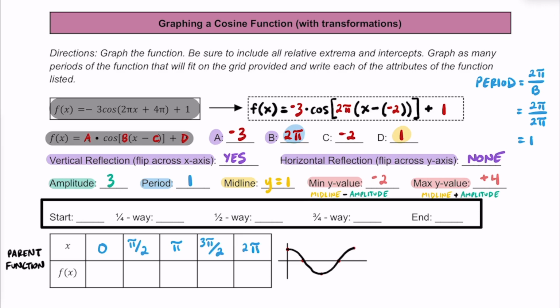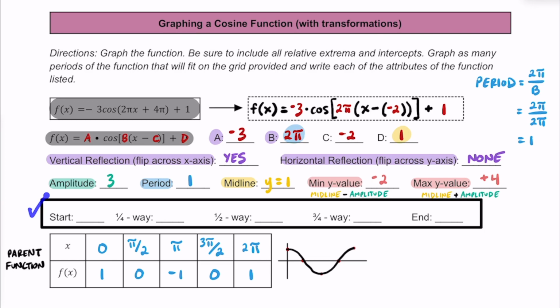And here are those critical x values that we use for the parent function. Again, it's really just 0, 90 degrees, 180, 270, and 360 degrees. So it's a full circle. So try to think back to that unit circle as well. And then the y values are just going to be 1, 0, -1, 0, and back to +1.